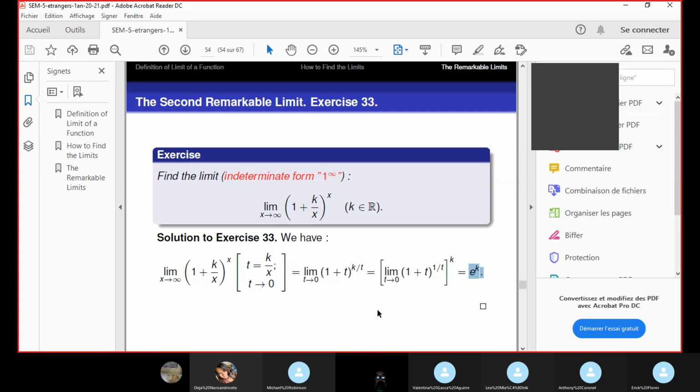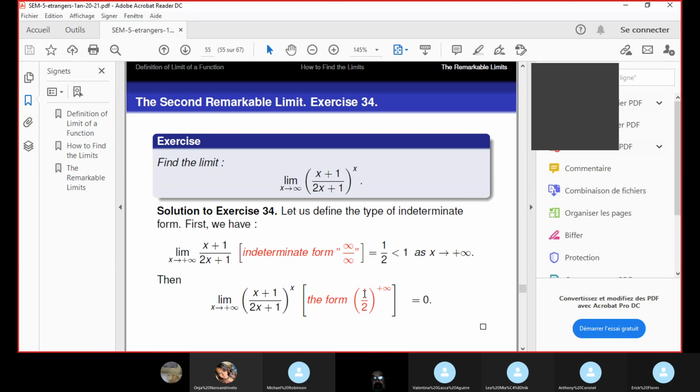So, the next exercise is the following. We want to find the following limit: (x plus 1 over 2x plus 1) to the power x, and x goes to plus infinity. I have to write that x goes to plus infinity in order to underline it. Excuse me, it's a misprint.